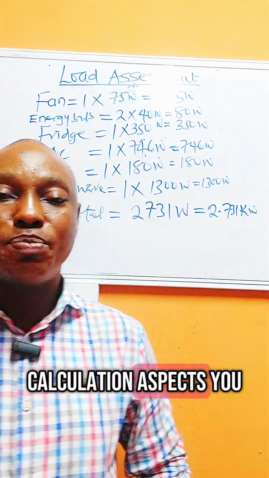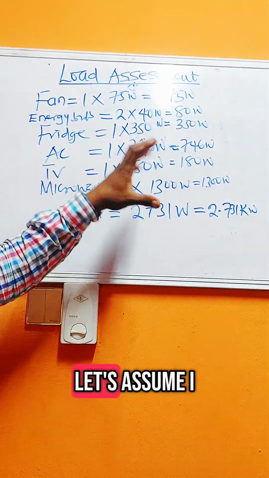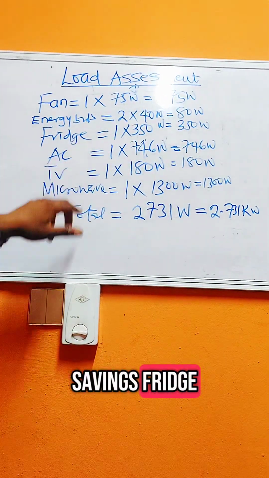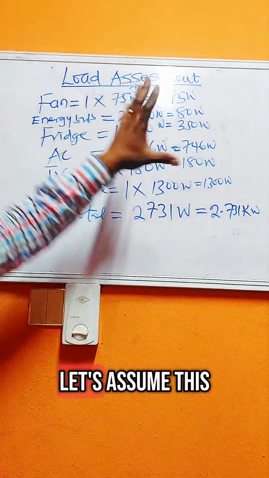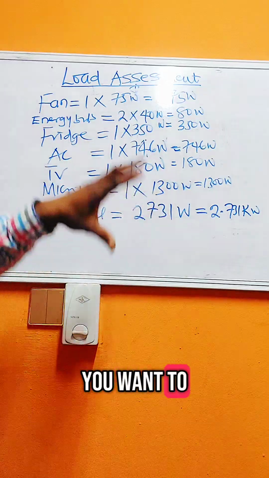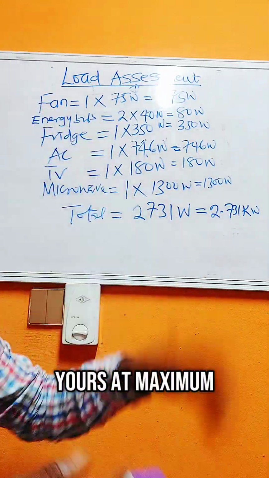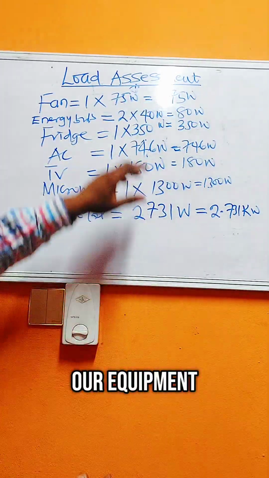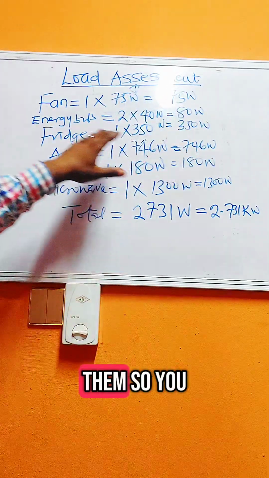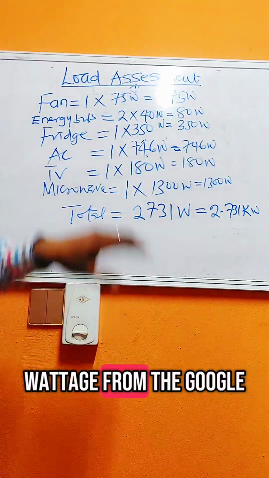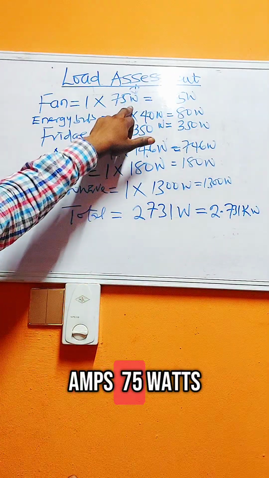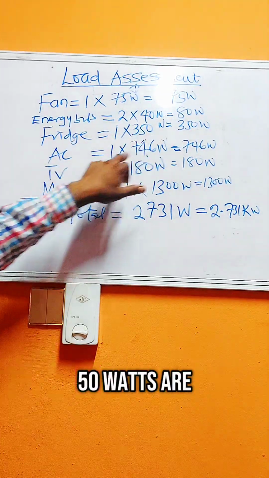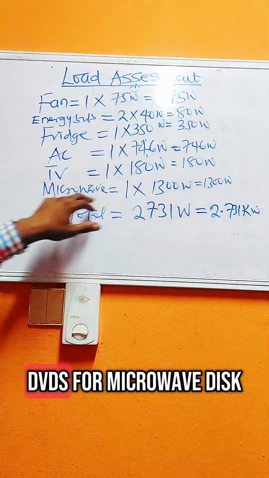For the calculation aspect, you can see it on the board there. Let's assume I have one fan, one energy saving fridge, AC, TV, microwave in my house, and this is everything I have. You calculate everything you have in your house at maximum. If you check the back of all our appliances, you will see their wattage, or you can go to Google. For the fan, I have 75 watts. Energy saving bulbs, I have two, at 40 watts. Fridge, I have one, at 350 watts. And for the AC, TV and microwave, this.